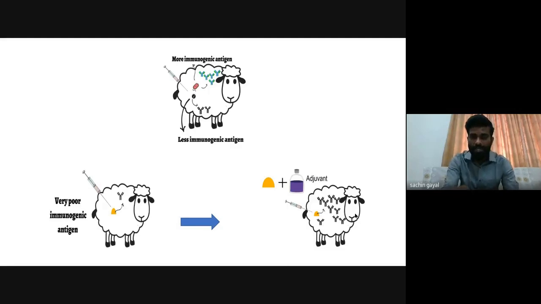As we can see in this first picture, after injecting a less immunogenic antigen, less immune response is produced and fewer antibodies are produced. But after giving a more immunogenic antigen, there is more immune response as well as more antibody production. We can see in the left side picture, after injecting a very poorly immunogenic antigen, there is formation of low antibodies and a low immune response. But when this very poor immunogenic antigen is added with adjuvant, we can see in that picture that a high immune response is produced and antibody production is also enhanced.